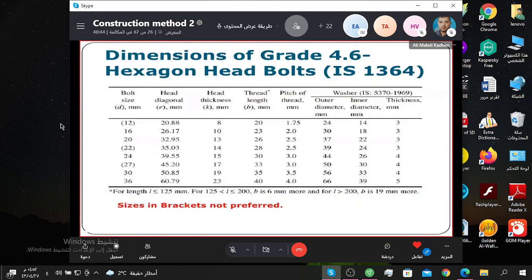Dimensions of grade 4.6 hexagon head bolt, IS 1364. The figure is shown below.